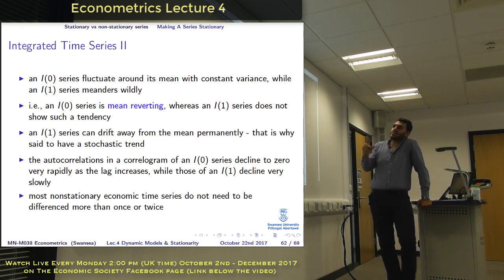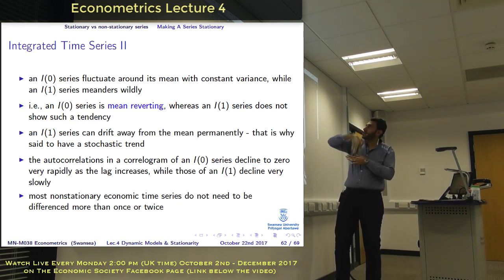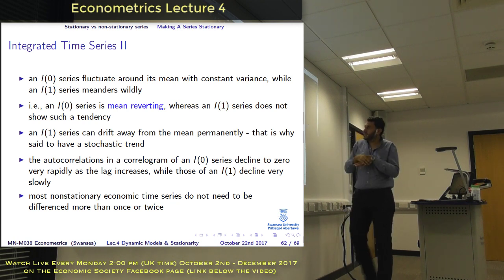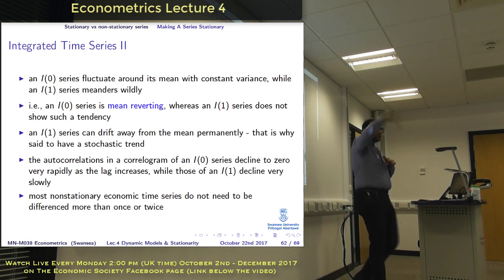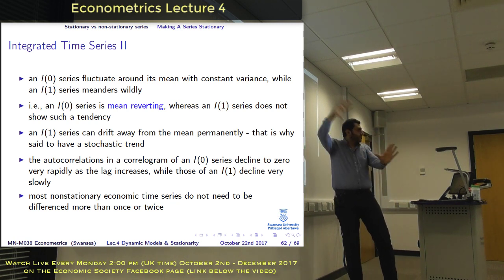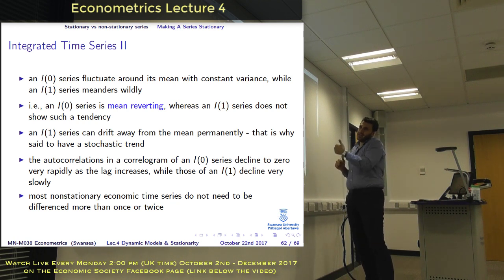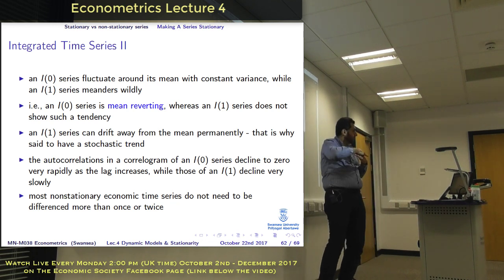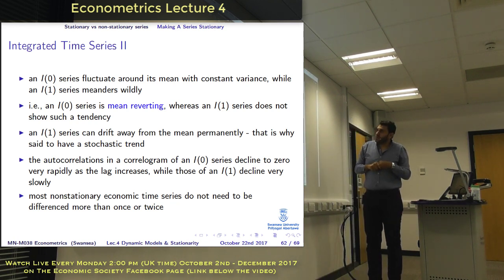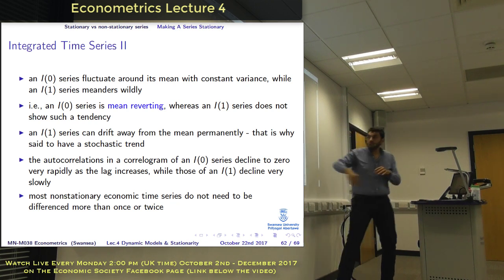So an I0 series fluctuates around its mean. We know it's stationary, so it's going up and down around a constant mean and has constant variance. If you compare this to an I1 series, which meanders widely, like the first series, you see it has an upward trend, so it doesn't go up and down around a constant mean. An I0 series is mean reverting, meaning it goes back again to the mean, whereas an I1 series doesn't show such a tendency. An I1 series can drift away from the mean permanently.